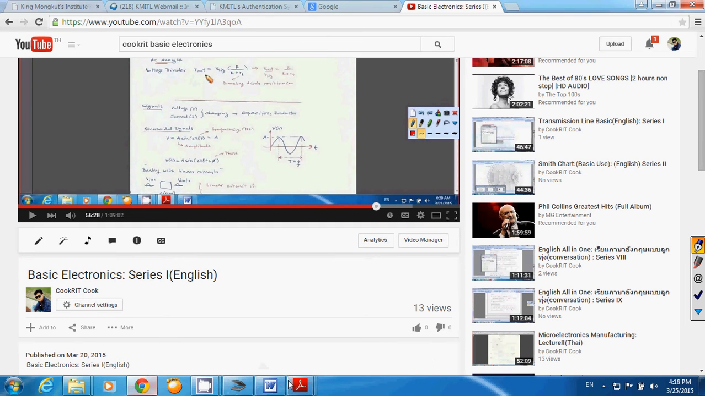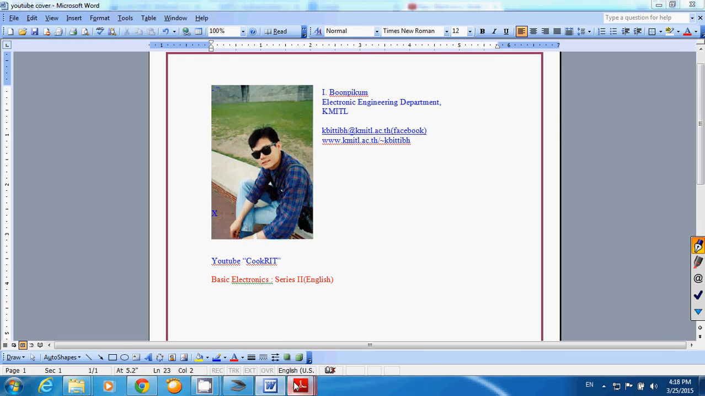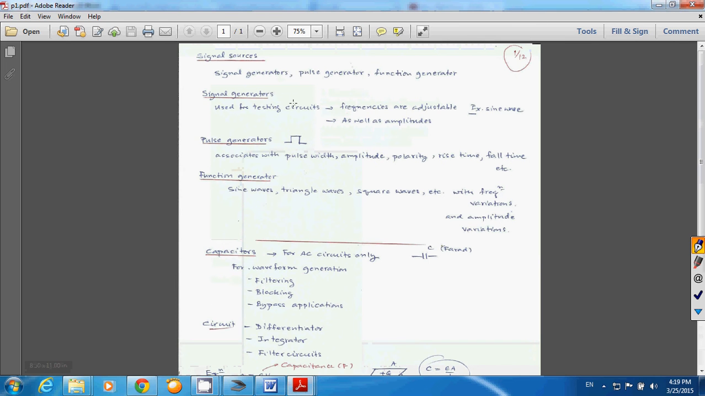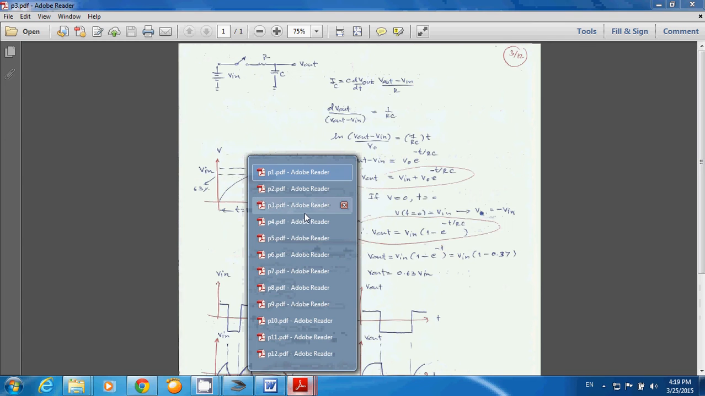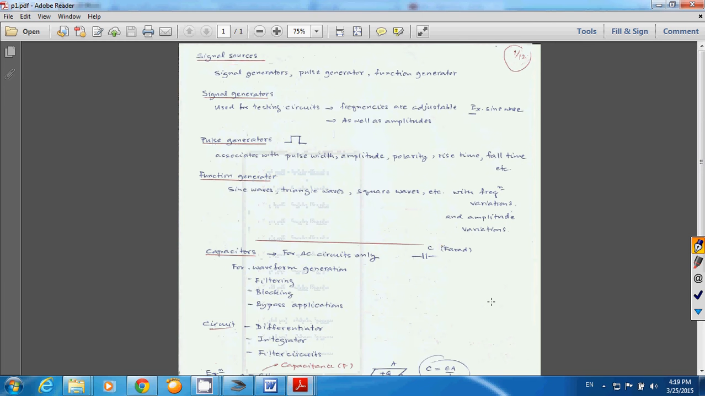What I'm going to talk about today is our signal sources, and also our capacitor and inductor applications in terms of filter circuits. Okay, let's take a look.